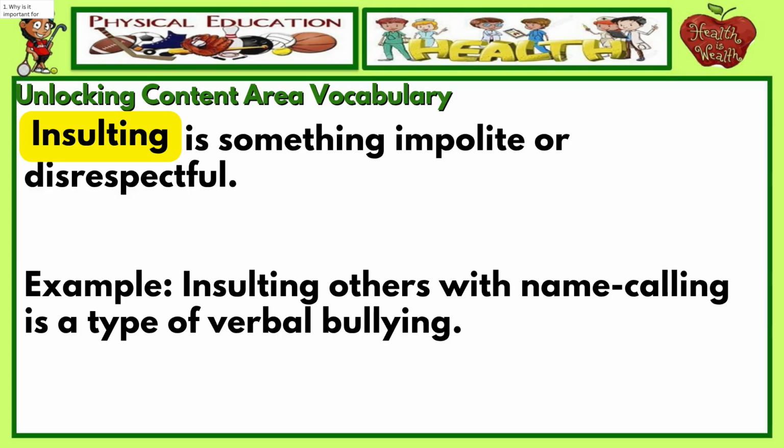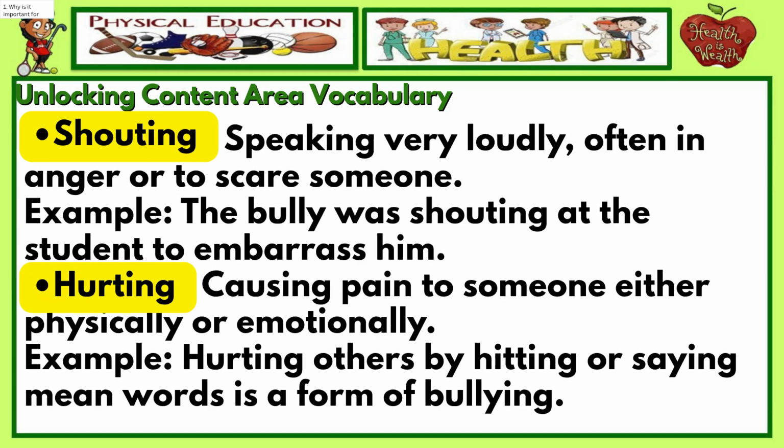Insulting is something impolite or disrespectful. Example: insulting others with name-calling is a type of verbal bullying. Shouting: speaking very loudly, often in anger or to scare someone. Example: the bully was shouting at the student to embarrass him. Hurting: causing pain to someone either physically or emotionally. Example: hurting others by hitting or saying mean words is a form of bullying.